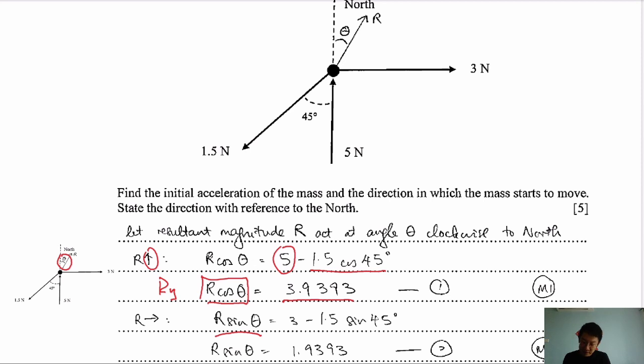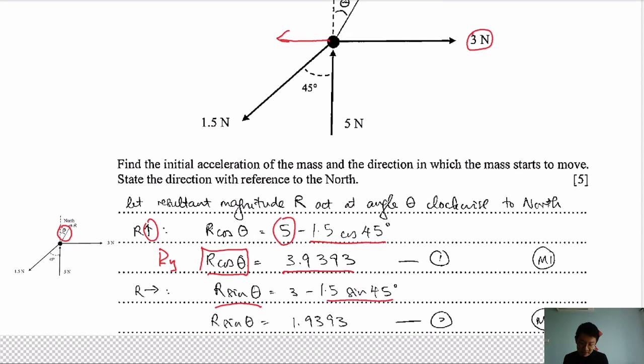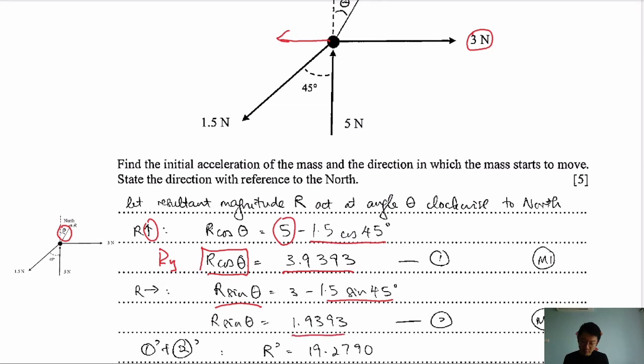For the horizontal forces, we have got 3 Newton to the right, which we assume is positive, and to the left, we need to resolve this 1.5 Newton. To resolve this 1.5 Newton, we get 1.5 sine theta. So we get 1.5 sine 45 to the left. By considering the net effect, the R sine theta is 1.9393. So this is the horizontal component of our resultant force.